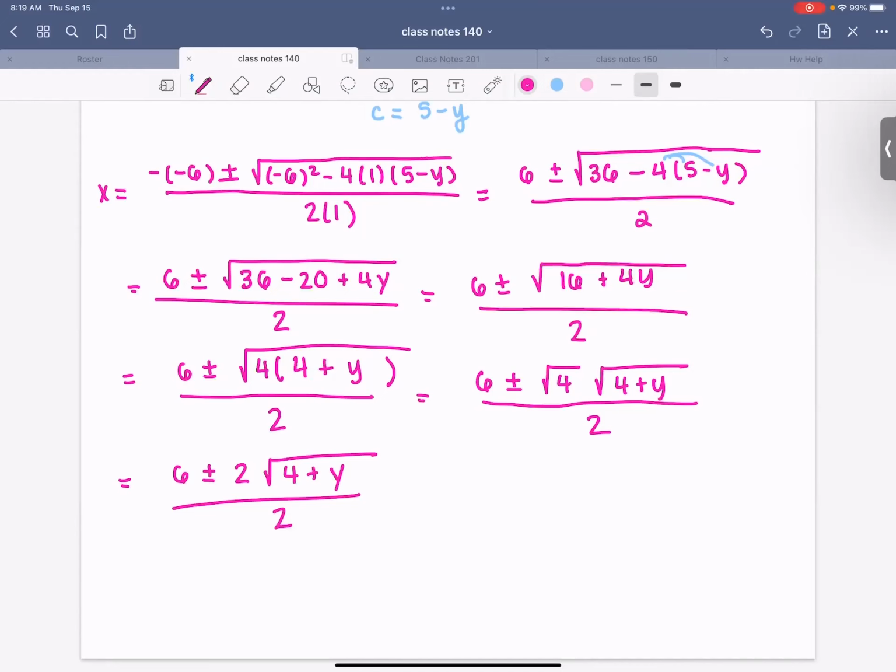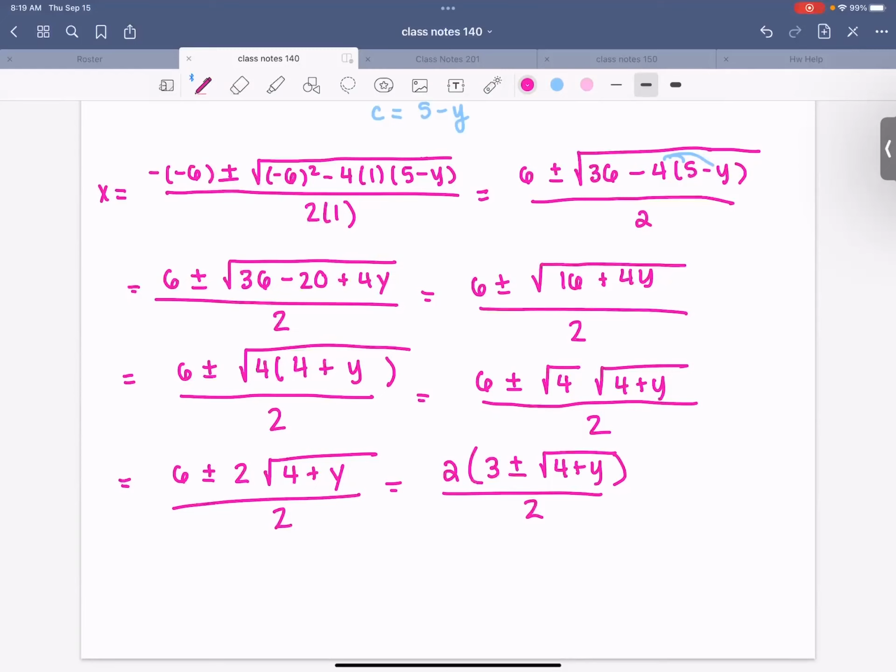Now I got a 6 and a 2 up top. They share something, right? So why don't I take out a 2 from the numerator? It doesn't really matter if there's a plus or minus, right? So 6 removing a 2 is a 3, plus or minus 2 square root of 4 plus y divided by 2 is just the square root of 4 plus y. So I just factored out a 2 on top.